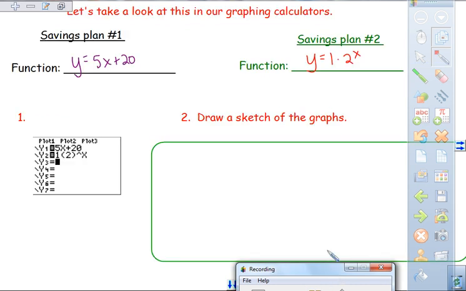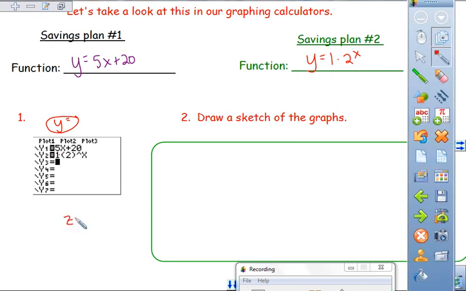So on the next slide, here's what I'm going to do. I'm going to use my graphing calculator and model these 2 equations. So the 5x plus 20, I'm going to my y equals button. And then 1 times 2 to the power of x. And you might want to have a times symbol in there. If not, it'll still do it. And then go ahead and hit graph. And you might need to hit zoom 6 or zoom 9 for the graph to find what you need.